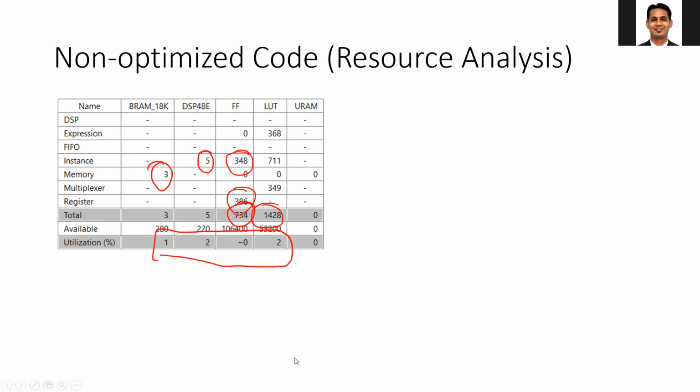Okay, so this completes the first level of code and its analysis. In the next one, we will see how we can speed up the code further.